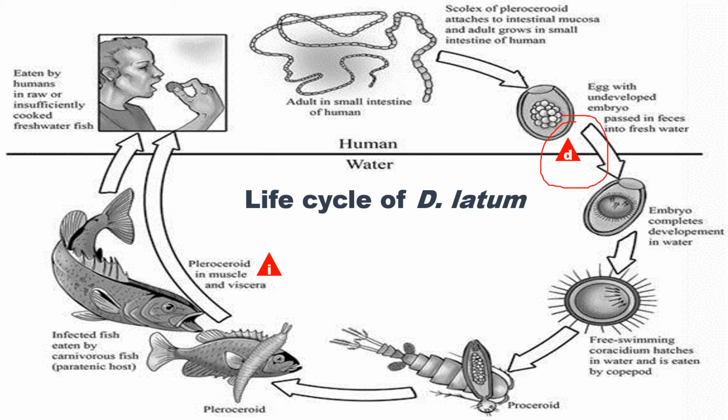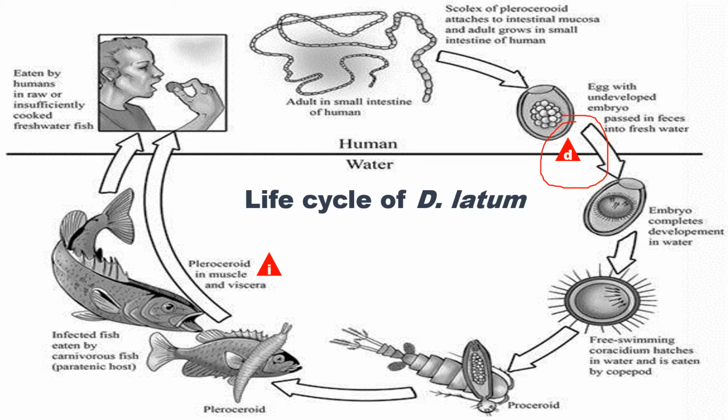It is the diagnostic stage if an individual or a human is infected with latum. So, we may see eggs, or sometimes we may see proglottids in a pseudopolysis way in the feces. After there are eggs in the feces, it will embryonate in fresh water, and it will complete its development in the water, forming the coracidium.